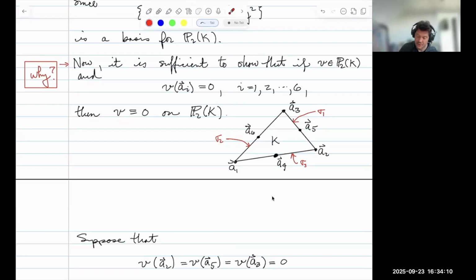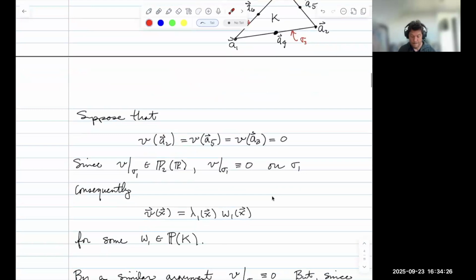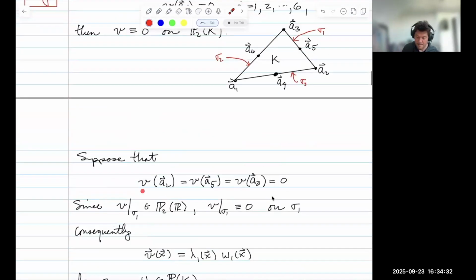I'm going to introduce some definitions. Sigma 3 is going to be the side opposite of vertex 3. Sigma 1 is going to be the side opposite of vertex 1, and sigma 2 the side opposite of the second vertex. So let's suppose that V is equal to 0 at the 3 nodes A2, A5, and A3. What happens if it's 0 along that line, or at those 3 points?